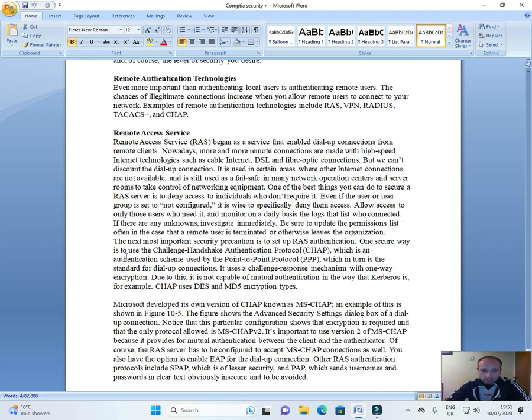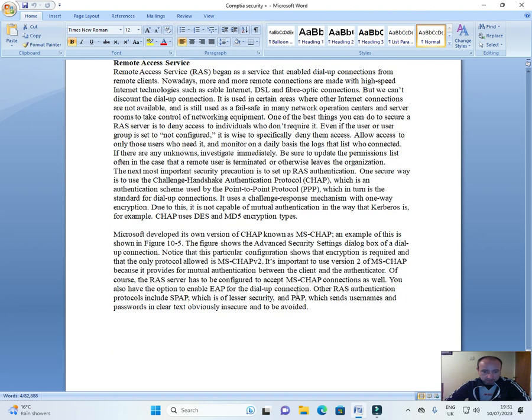One secure way is to use Challenge Handshake Authentication Protocol (CHAP), which is an authentication scheme used by the Point-to-Point Protocol, PPP, which in turn is the standard for dial-up connections. It uses the challenge response mechanism with one-way encryption. Due to this, it is not capable of mutual authentication in the way that Kerberos is. For example, CHAP uses DES and MD5 encryption types.